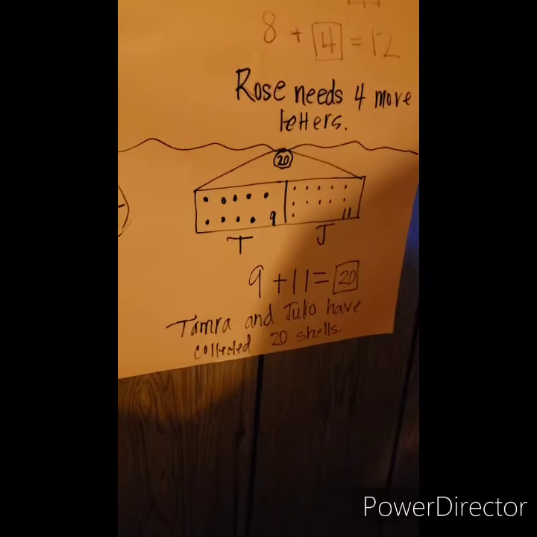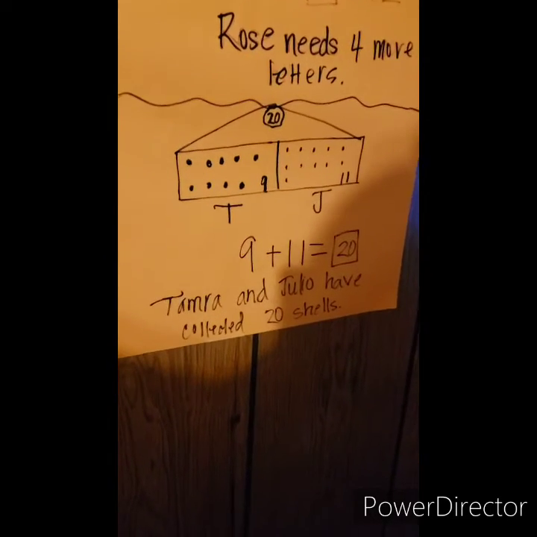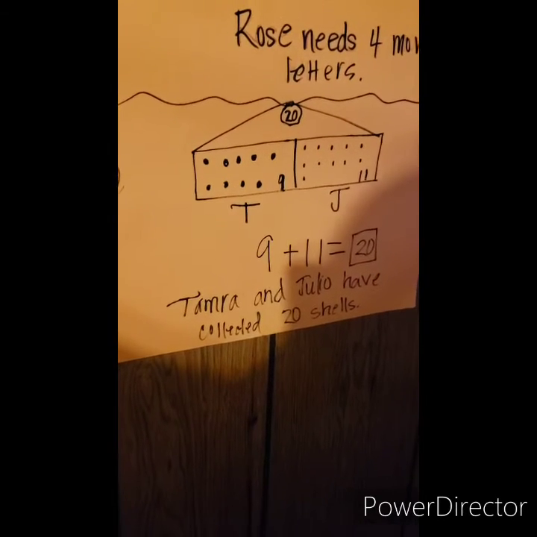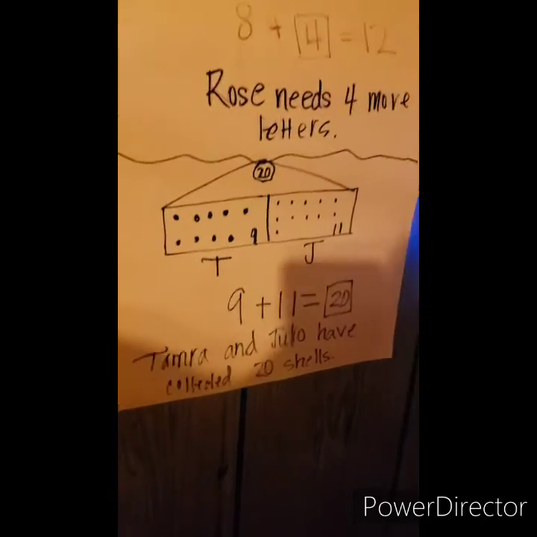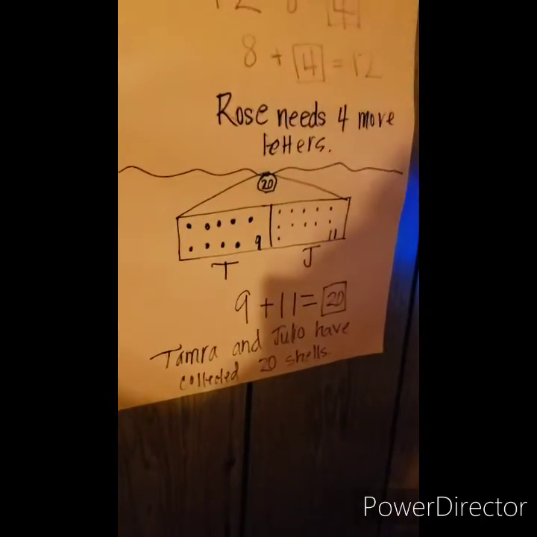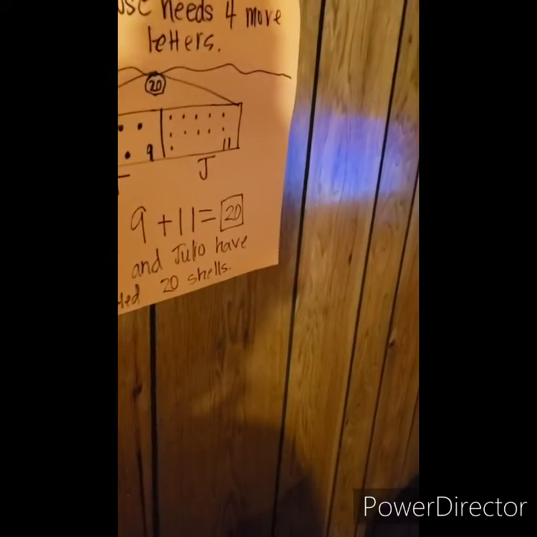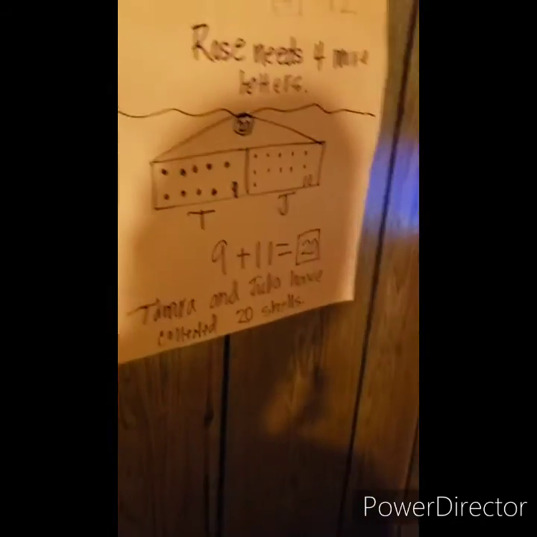All right. Tamara and Julio have collected 20 shells. So notice the wording. How many shells did they collect? Okay, so they weren't doing a comparison. If I had said how many more shells, do you think I would have done addition or subtraction? How many more? Or if I had said how many fewer seashells did Tamara collect? So we know fewer means what, boys and girls? Less. And we know that more means what? Adding. Okay?